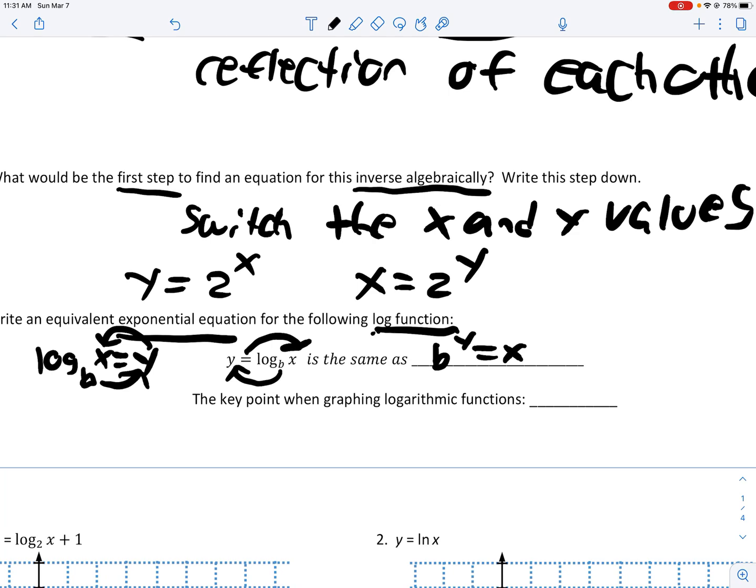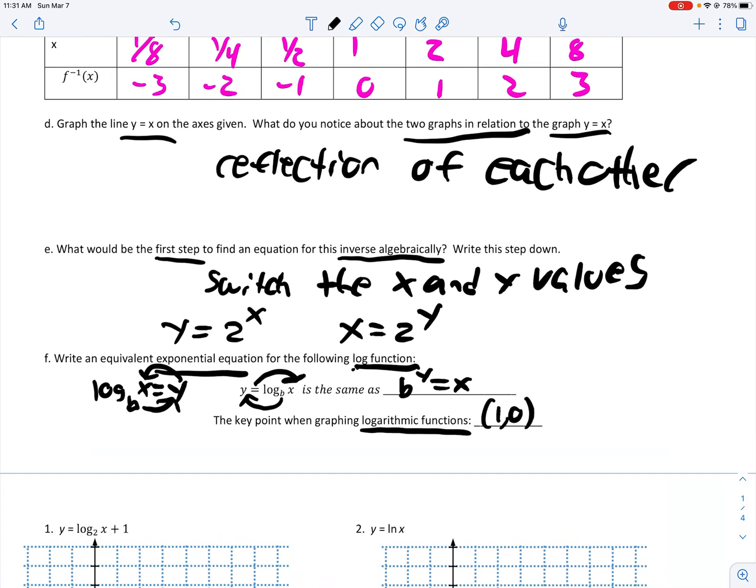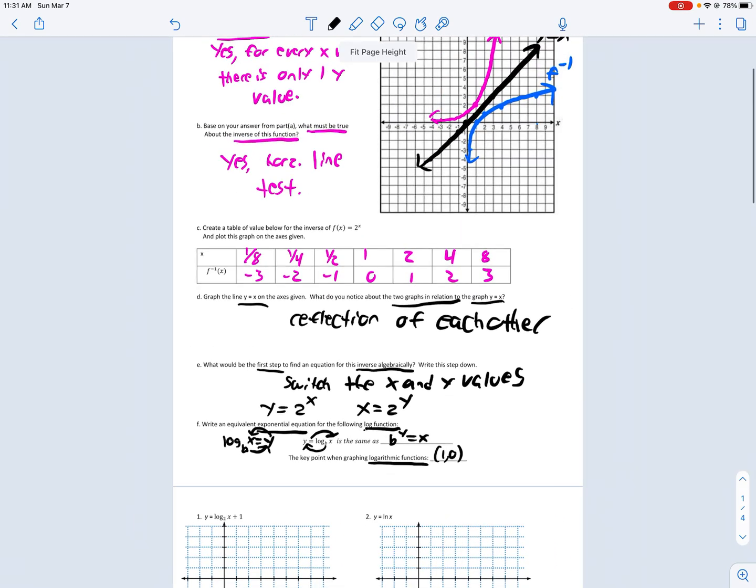So the key point for graphing logarithmic functions is 1, 0. So basically the blue graph, the inverse of the exponential, is the log function. So you just graph the parent function for log base 2 of x. That's what the blue graph is. It's the inverse of the exponential. That's where it comes from. So the key point is going to be 1, 0, which should make sense because the key point for exponential is 0, 1. So if you switch the x and y, it would be 1, 0.